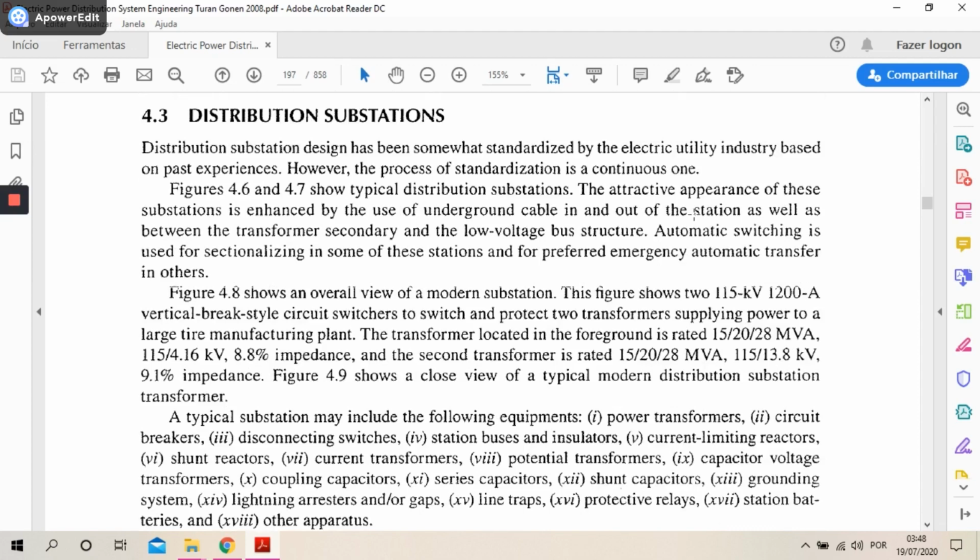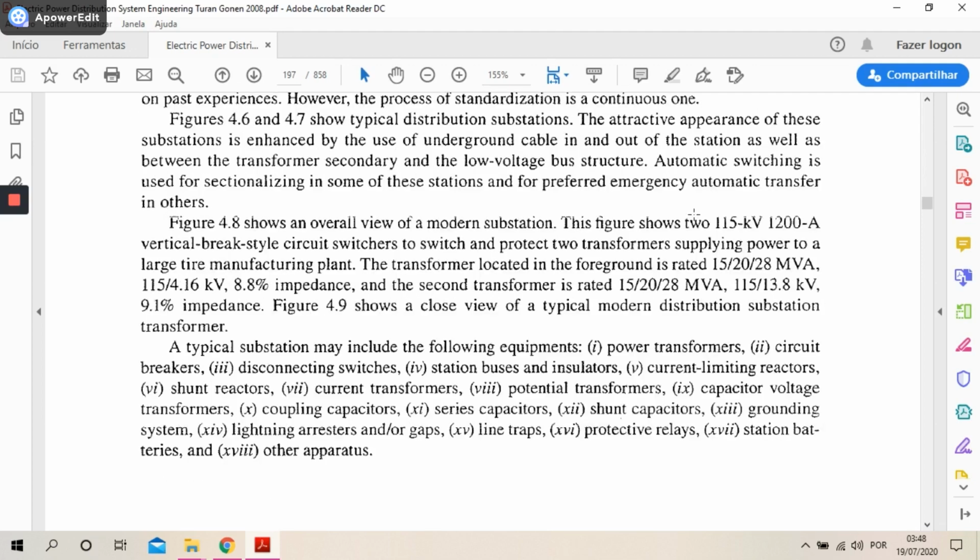The attractive appearance of the substations is enhanced by the use of underground cable in and out of the station, as well as between the transformer secondary and the low voltage bus structure. Automatic switching is used for sectionalizing in some of the stations and for preferred emergency automatic transfer in others.